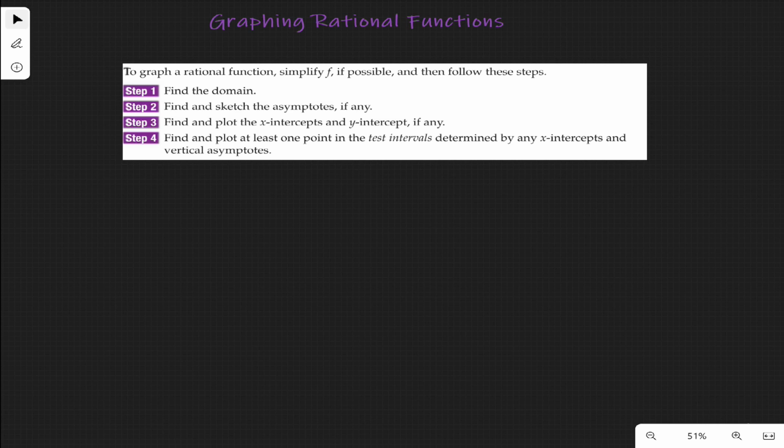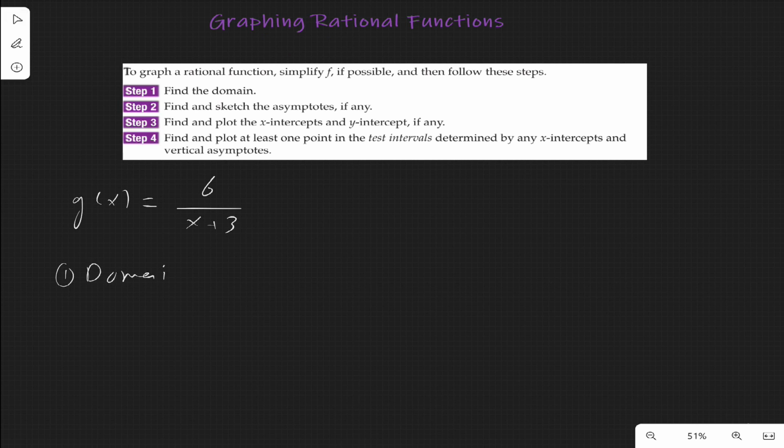And here we come to the nice part. Graphing rational functions, and the steps are listed below: by finding the domain first, and then the asymptotes, and then the intercepts, and then taking special points within the interval to graph. I'm gonna list the first one: 6 divided by x plus 3.